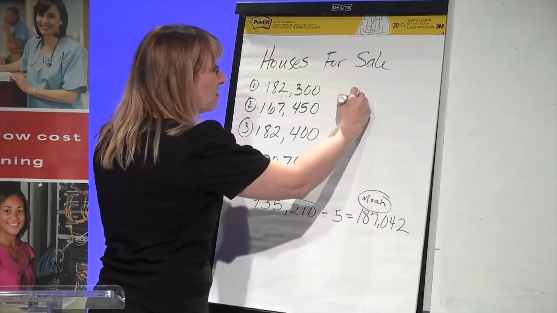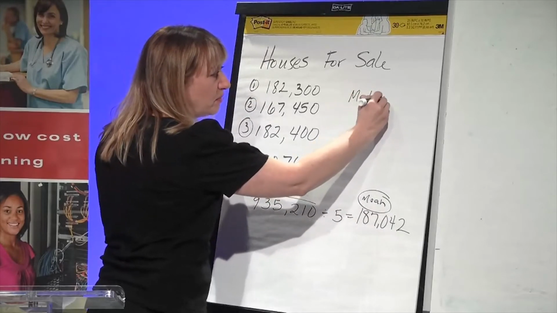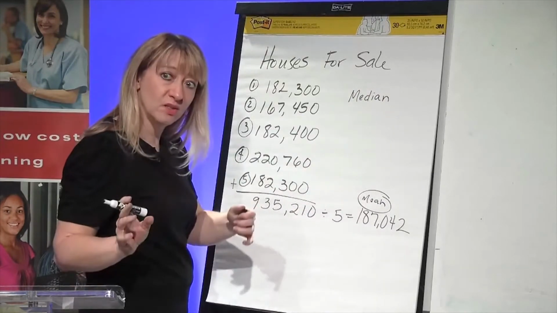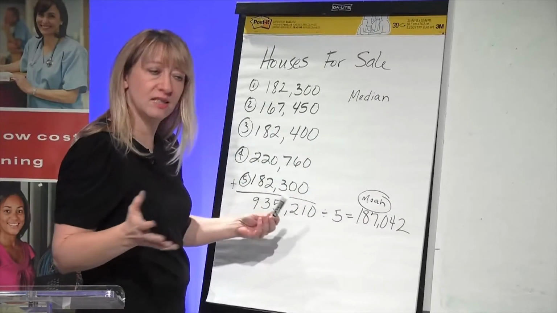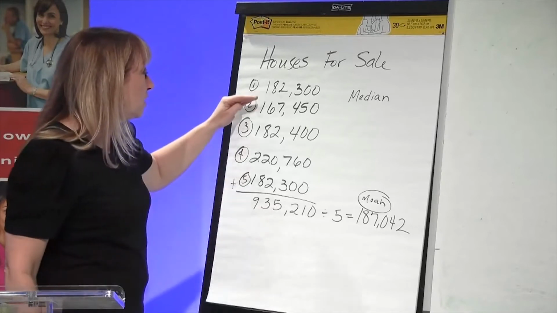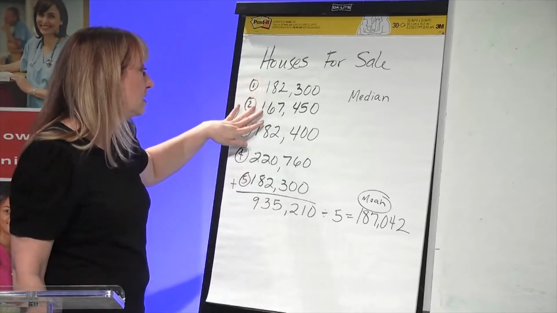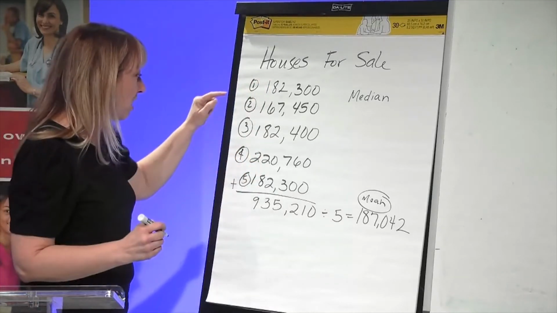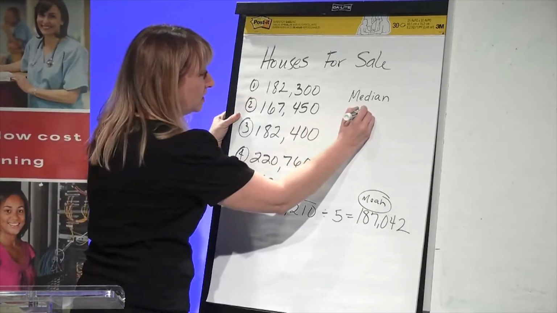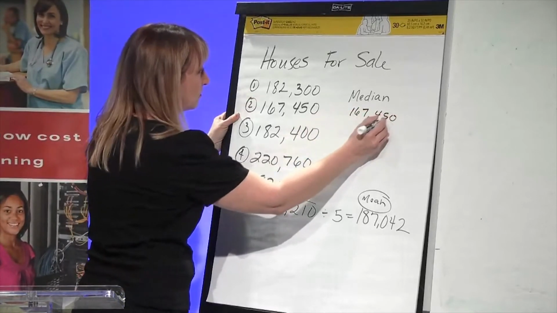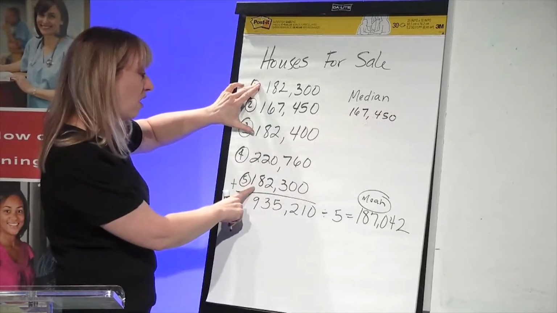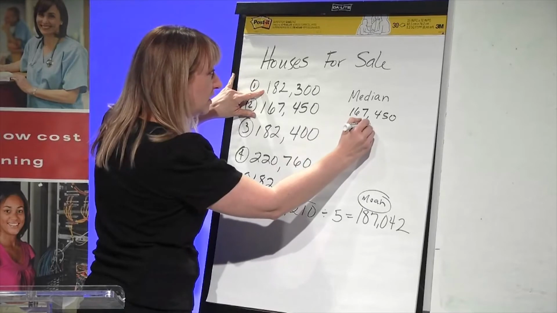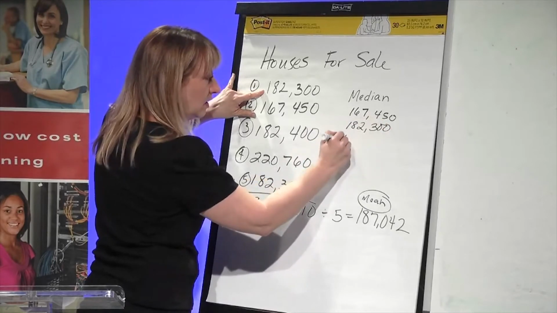Now if I want to find my median, which again, I think of median like when you're driving in Michigan, you have the part between the roads going opposite directions. That's your median. It's the middle. You would put your numbers in order numerically and find the middle one. So in this case, the smallest number is this 167,450. And then these are all 182s. We have 2 that are this 182,300.